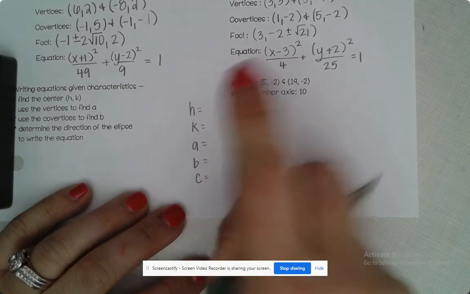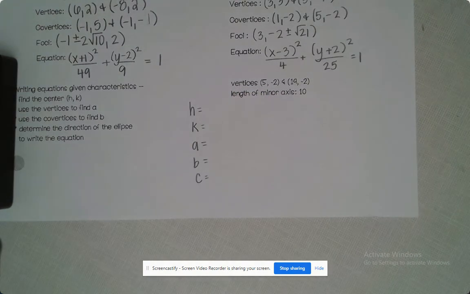Okay. This is what you need to find every single time I give you one of these: H, K, A, B, and C. As soon as you write those down, you go with what I've given you. What have I given you? Okay? You have your vertices and you have your length of the minor axis.